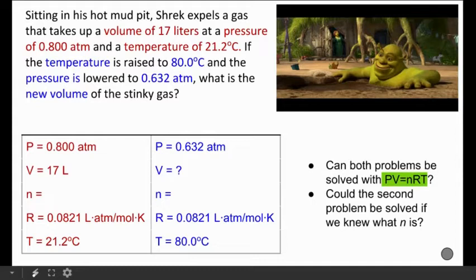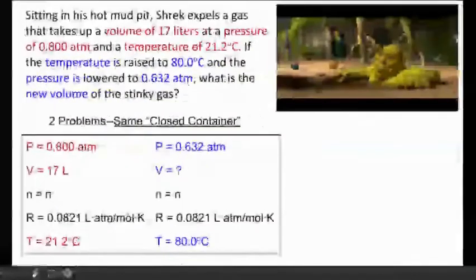Fortunately, though, since the problem doesn't mention the number of particles, and since we know that the particles are contained in bubbles of gas, we have the same closed container. So the number of particles isn't changing here. Whatever n is under the beginning conditions, it'll be equal to n under the final conditions. So n is not changing. In other words, the container is closed, and since the red and blue n's equal the same number, and the red and blue R's also equal the same number, we can make them the same color on both sides.